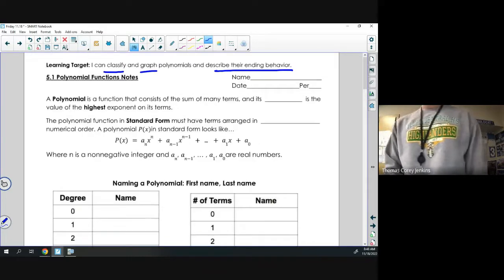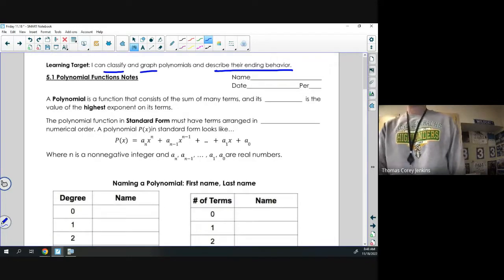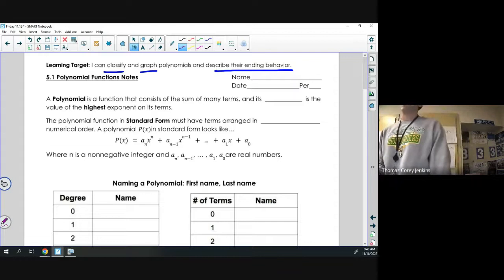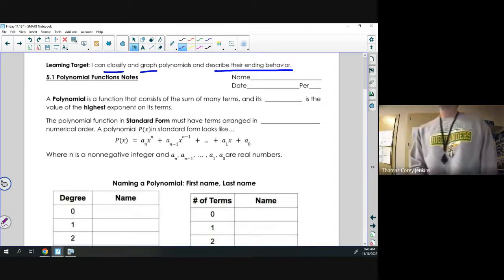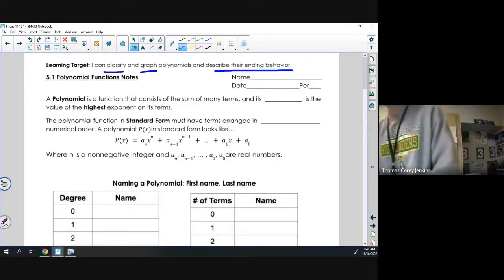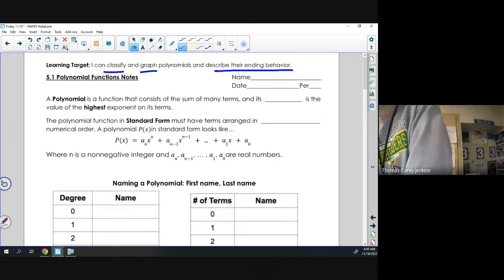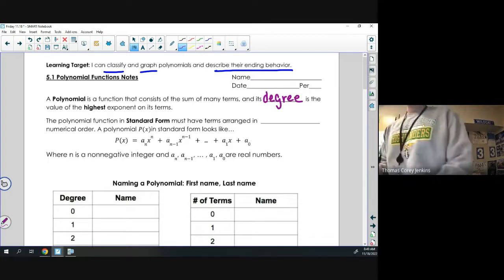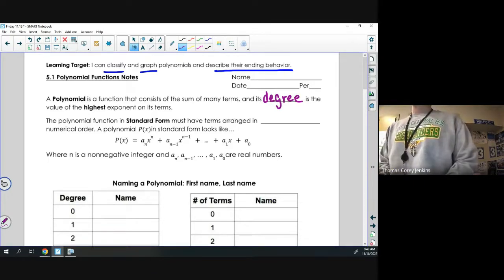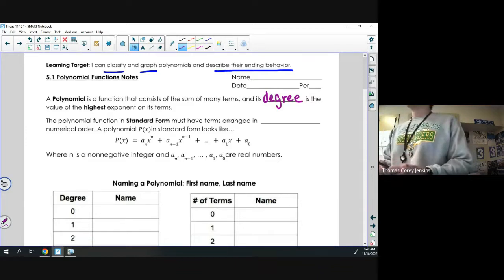Okay, so let's see our fill in the blank part. A polynomial is a function that consists of the sum of many terms, and one of the most important parts about it is its degree, D-E-G-R-E-E. That's the value of the highest exponent. So again, last unit, tie in what we just did. We dealt with specifically second degree polynomial functions, which are called quadratics.